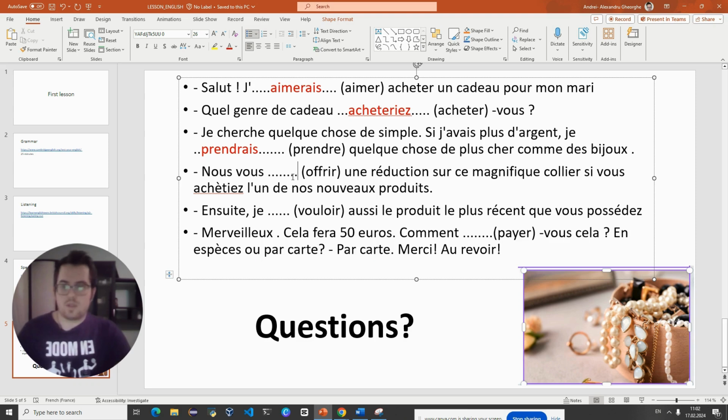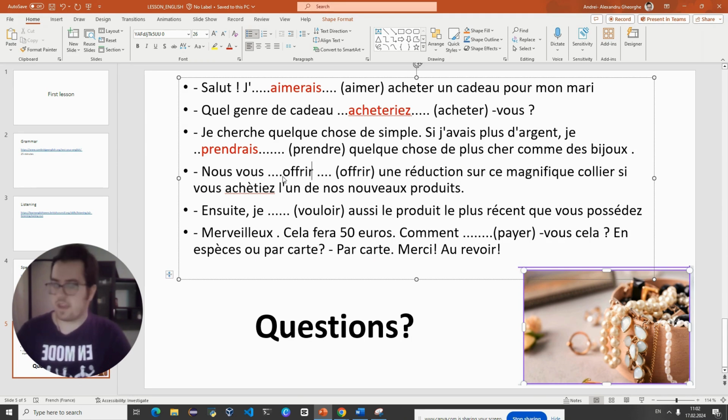Well, in that case, we need to obtain would offer, right? Offrir means to offer. So in this case, we know that offrir is one of the exceptions from the third group, and is usually conjugated in the same form as a verb in the first group, which is regular. So in this case, we would have offrir plus the ending specific for the subject.